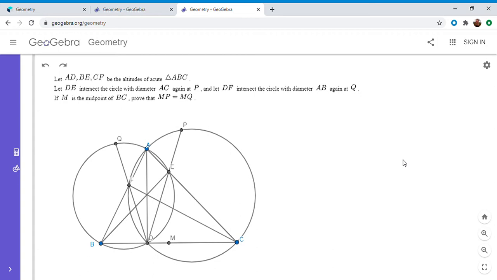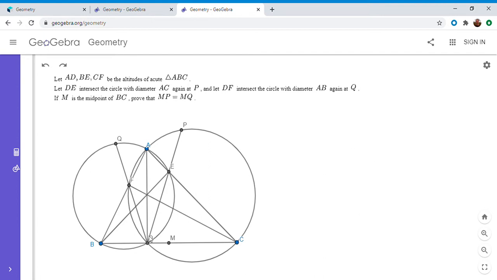This one was posted on the Art of Problem Solving forum by the user Kutrapali, and he said he created it himself, or herself. So thanks a lot for posting the problem, and if you'd like to try to solve it, feel free to pause the video. Alright, so I'm going to go over the solution.